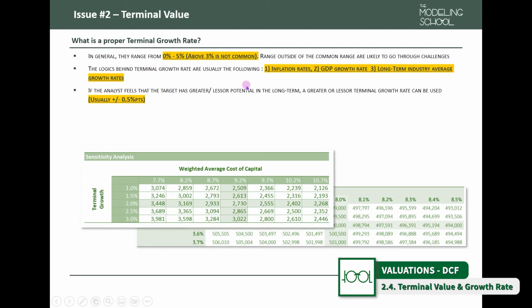If the analyst thinks that the company should perform better than the inflation rate, so if they think that it's a very good company and the growth rate has better potential, he or she can assign a terminal growth rate, usually minus or plus 0.5 percentage points. So I don't recommend this. However, as I told before, valuation is closer to art rather than science. So if you can persuade the people that the target has greater potential, of course you can apply an additional 0.5 percentage point.